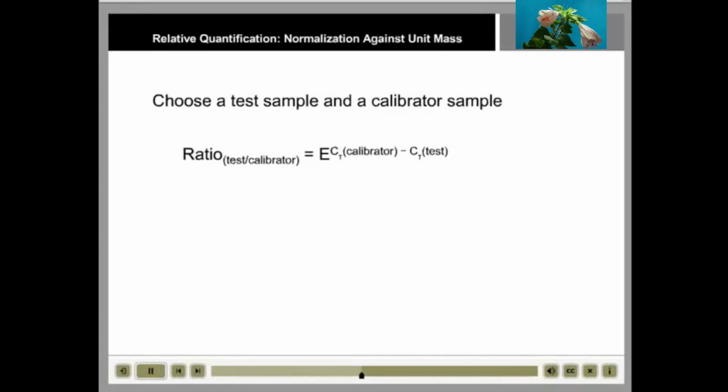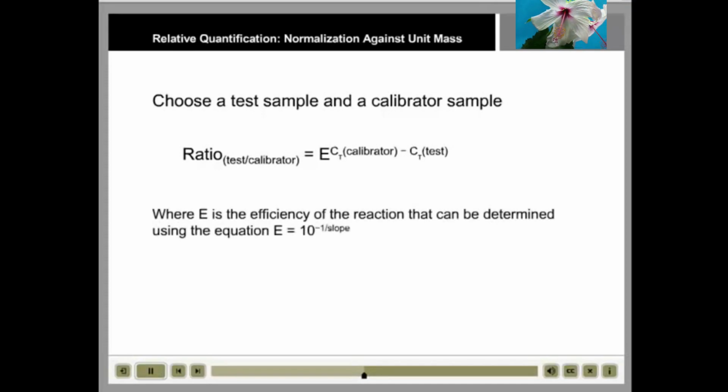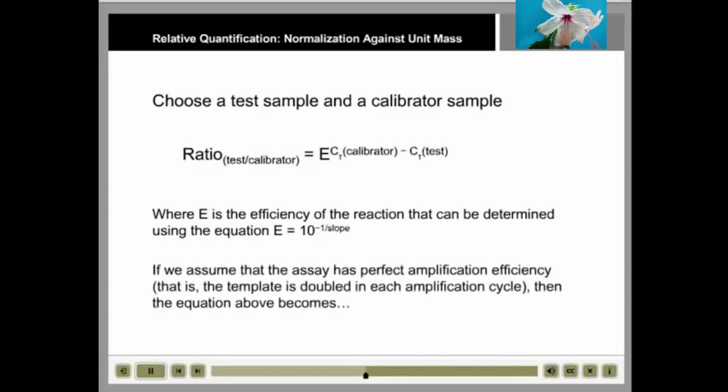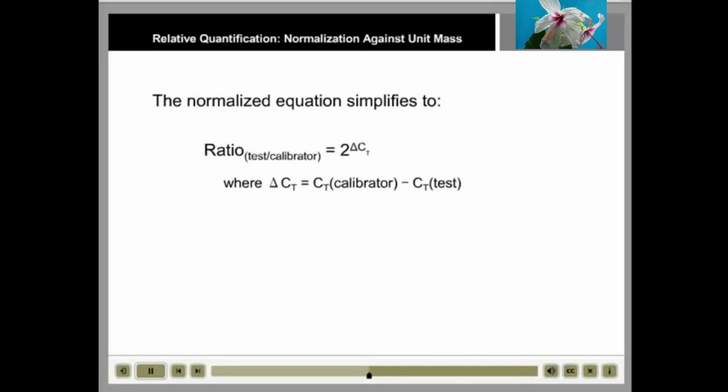After PCR, the CT values for the test sample and calibrator are used to calculate the ratio between them using the following equation, where E is the efficiency of the reaction, which is calculated using the slope of a standard curve. If we assume that efficiency is perfect, or 100%, then E in the equation simplifies to 2, and we can rearrange the equation as follows. The ratio is equal to 2 raised to the power of delta CT, where delta CT is the difference in CT values between the calibrator and test sample. This equation can be entered into a spreadsheet for automated analysis of multiple samples.